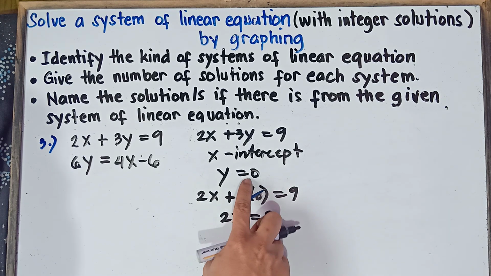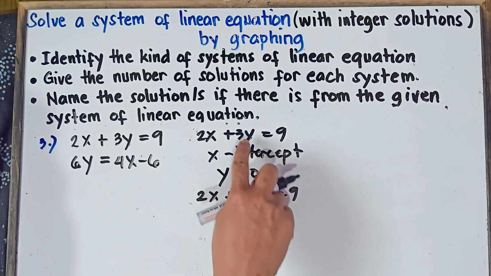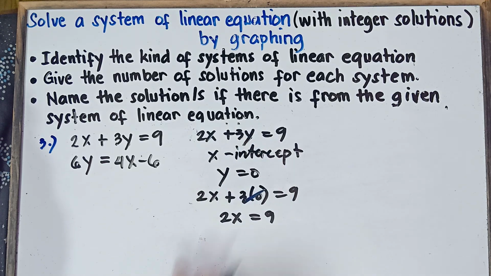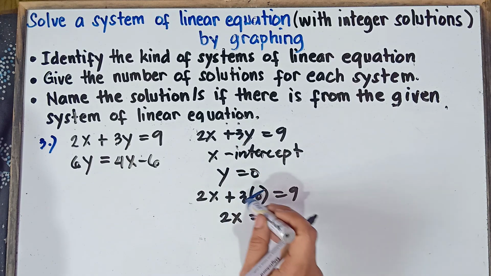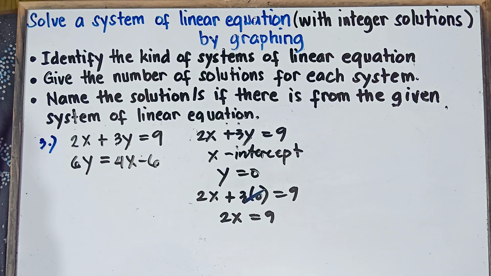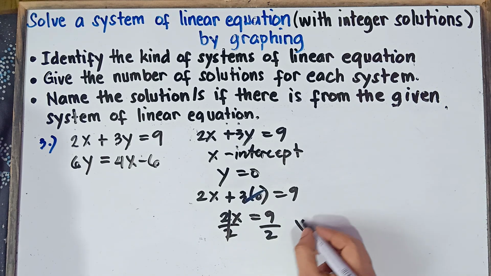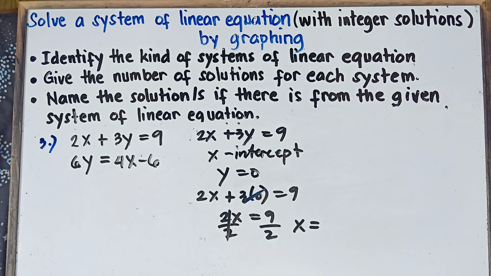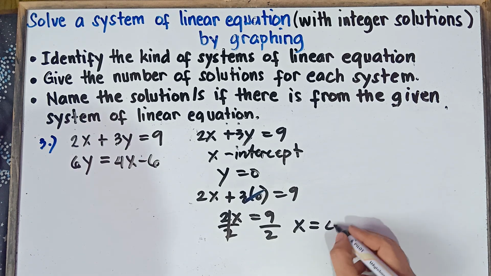Once again, let's simply substitute the value of y, that would be 0. So 3 times y, it means 3y, so 3 times the value of y, that would be 0. Cancel this out. And then to get the value of x, we divide by 2, divide by 2. So therefore, class, x is equal to 9 divided by 2, that would be 4.5, right?